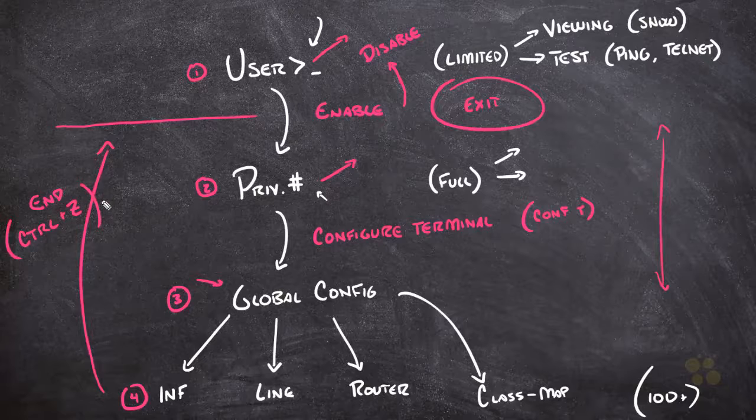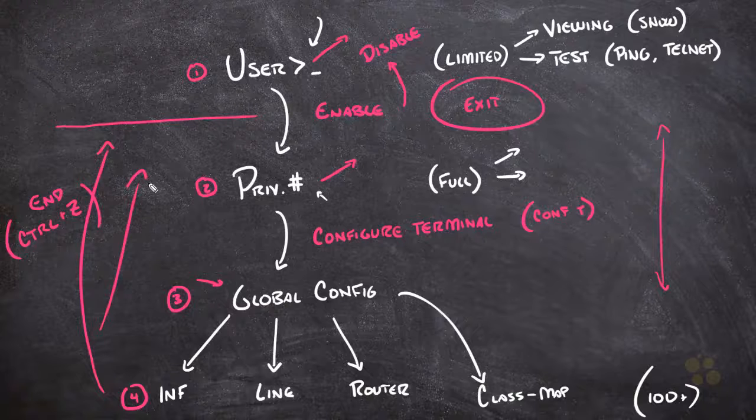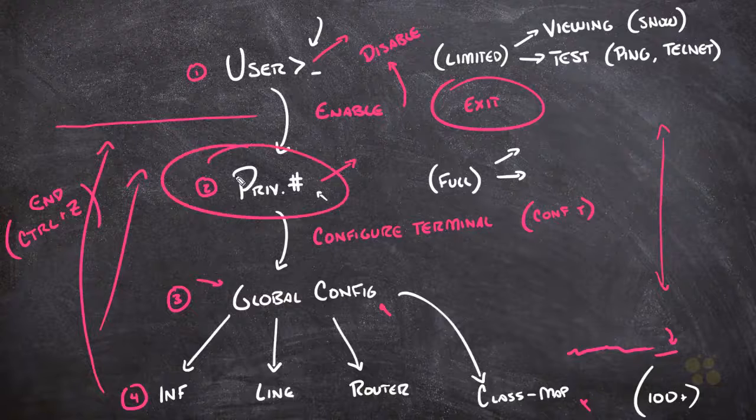So anyway, Control Z bails you out no matter what. Scream it, get out. You could be in class map. You could be in global config. You could be typing a command and be almost all the way through. And if you hit Control Z, you're out. It drops you all the way back to privilege mode no matter what. That's why I love it. It's just one of those, like, done.